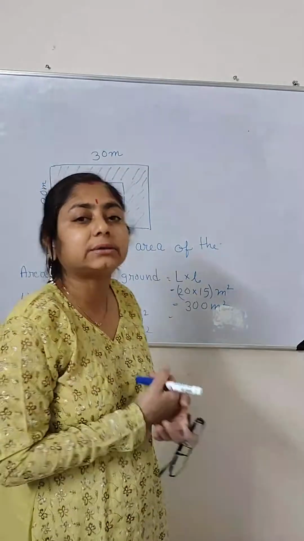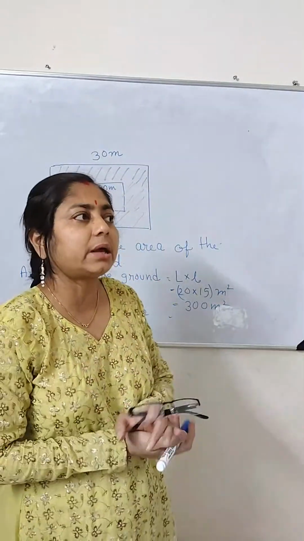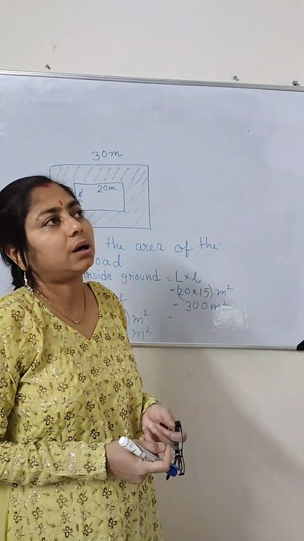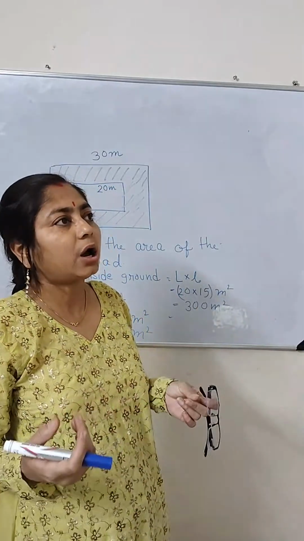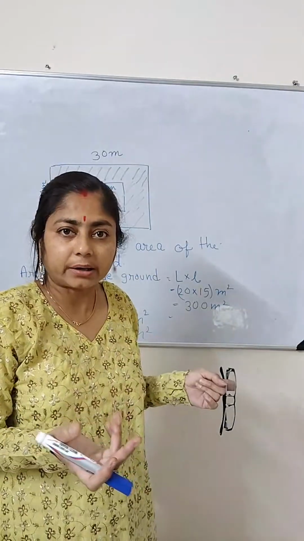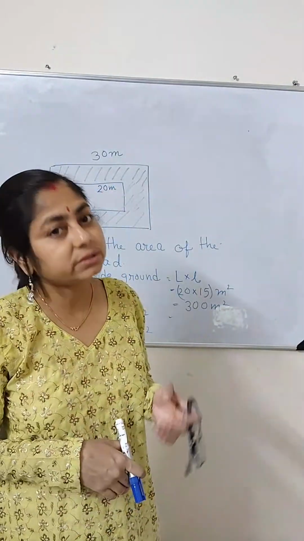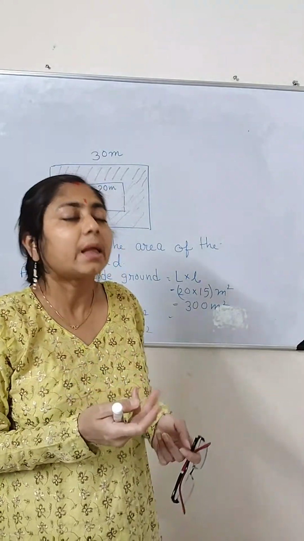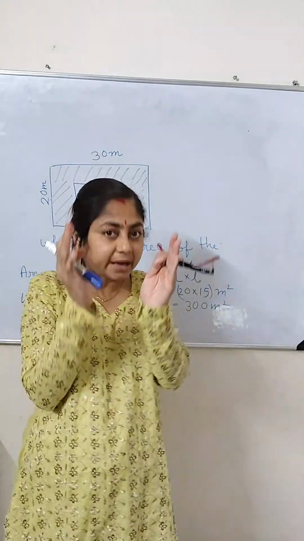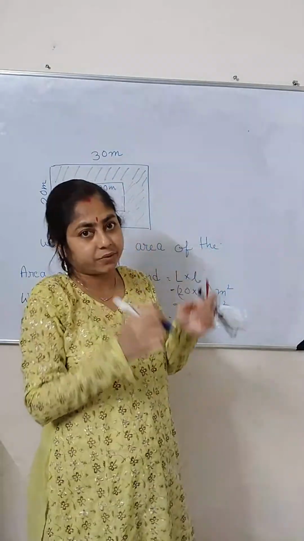How can the question come in the exam? They tell what is the area of the road, what is the area of the shaded part. In different ways the questions can be asked. In that way, if the area comes, you first find out the big area and the small area and just subtract it.